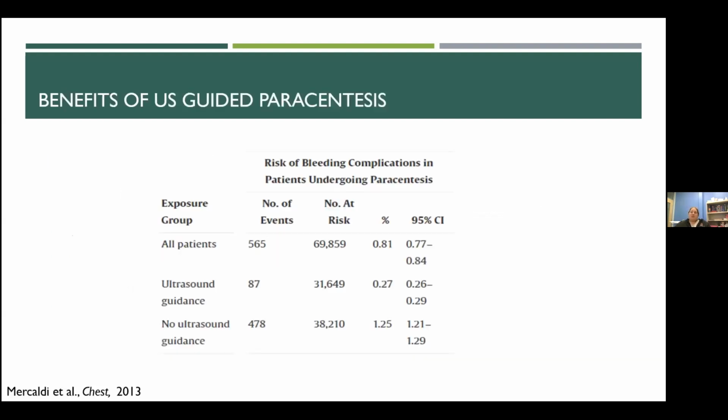So what are the benefits here? How do we say that ultrasound is really the right thing? These are mostly adult studies. The number of paracenteses done in adults is significantly higher than in children, mostly driven, I think, by some of the patients with cirrhosis who get multiple paracenteses over time.